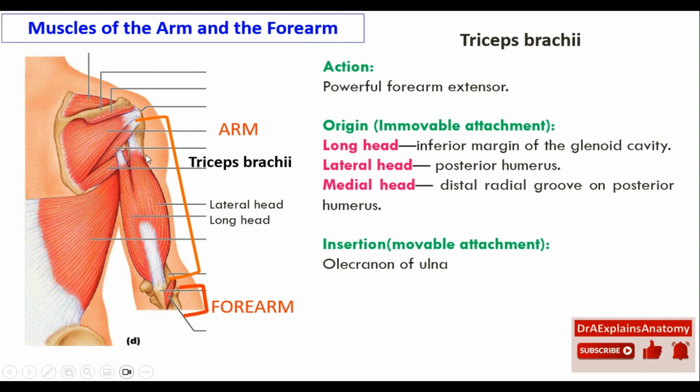The origin of the lateral head is the posterior humerus, whereas the origin of the medial head is the distal radial groove on the posterior humerus. So the radial groove is a structure on the posterior aspect of the humerus, where the medial head originates from. Moving to the insertion of the triceps brachii muscle, it is inserted on the olecranon of the ulna. The olecranon process is a structure on the ulna. The ulna is the medial bone in the forearm.